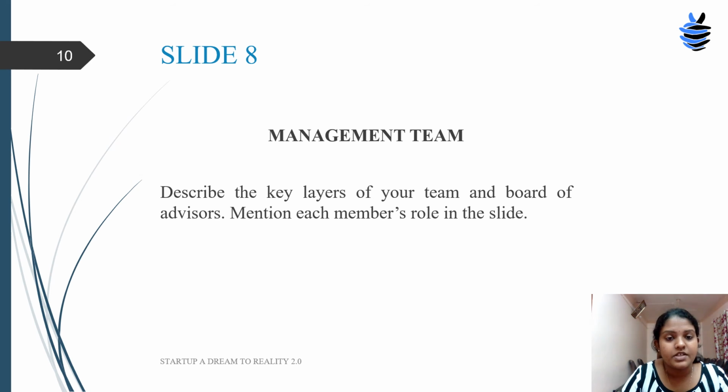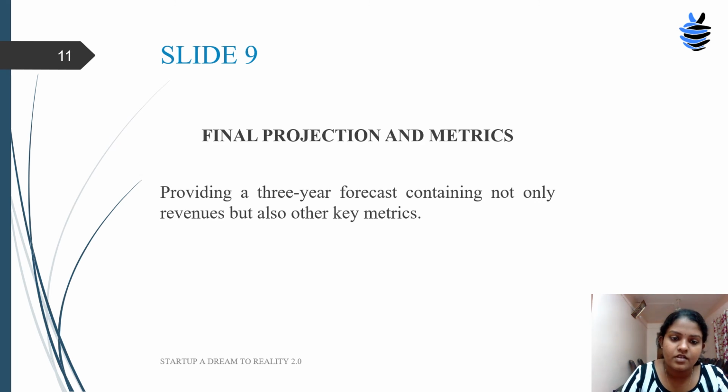So next we'll discuss slide 9, financial projection and metrics. Provide a 3-year forecast containing not only revenues but also other key metrics. So give a kind of budget, a 3-year forecast, of how your company would work. Not only the revenue part, but also the expenses that may occur, and the sources of funding we might have. All this must be given in the financial projection and metrics.